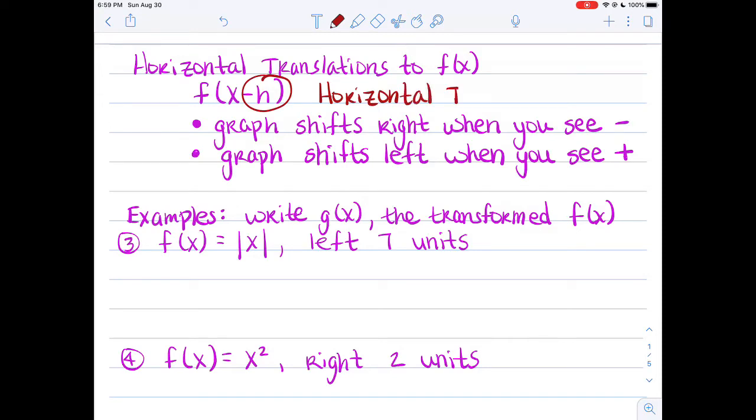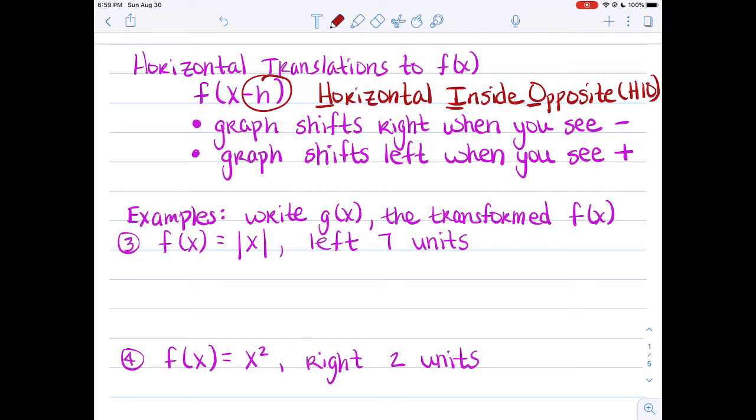So let's remind ourselves that we talked last time about horizontal translations being inside some sort of a grouping symbol. In this case, you see parentheses. It could also be an absolute value symbol, but some sort of grouping symbol. And when we are horizontal, we are inside and opposite. We can abbreviate that as HIO, horizontal, inside, opposite.